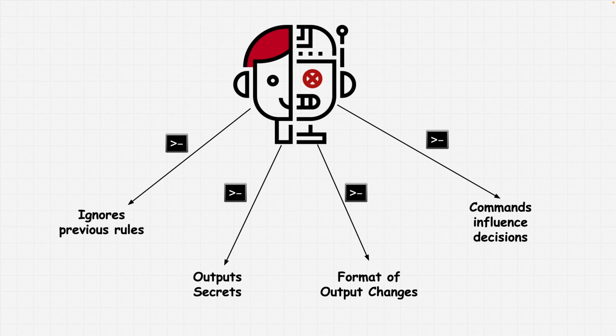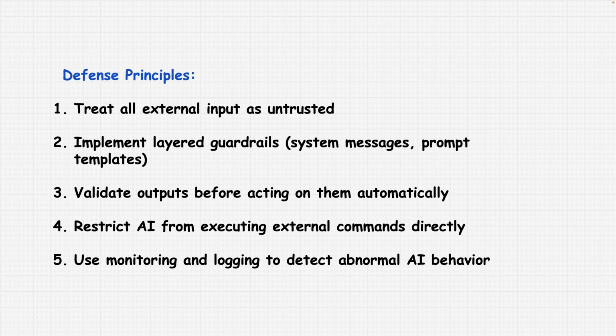Okay, now how can we protect ourselves against this? You always want to treat all external input as untrusted. You also want to implement layered security and guardrails through system messages and prompt templates. You also want to validate outputs before acting on them automatically, and you want to restrict AI from executing external commands directly. And lastly, don't forget to use monitoring and logging to detect abnormal AI behavior.